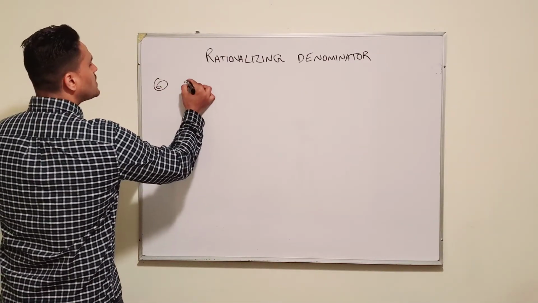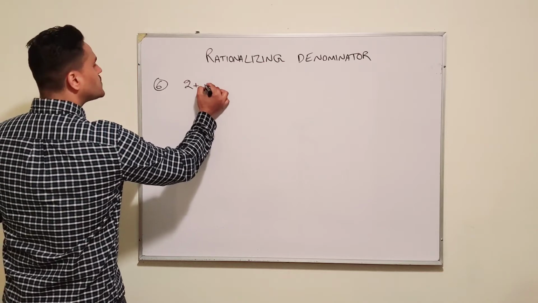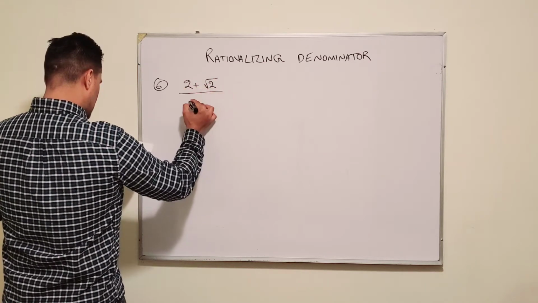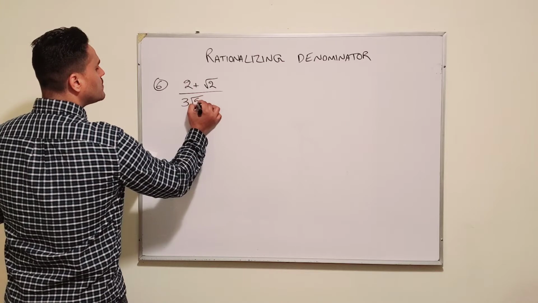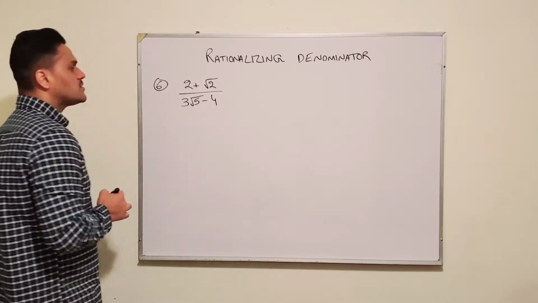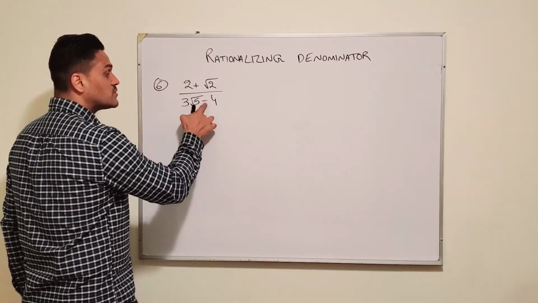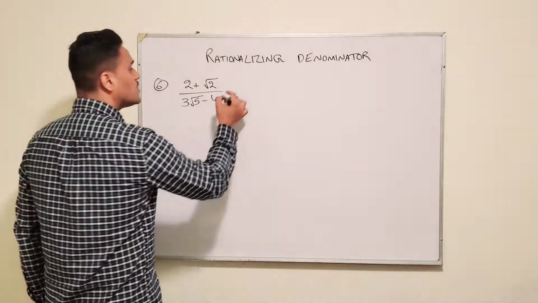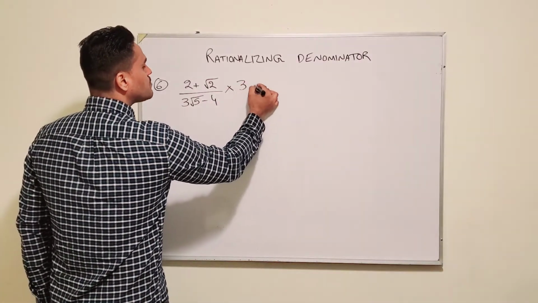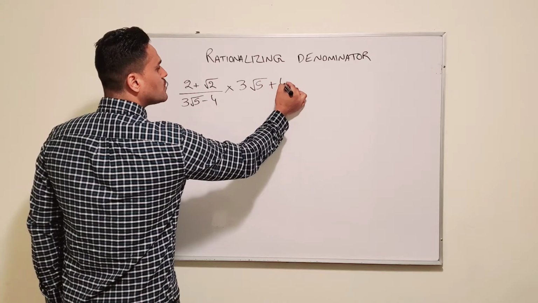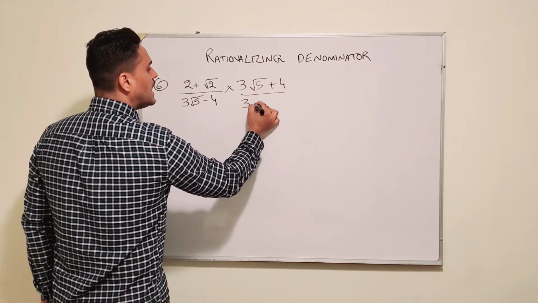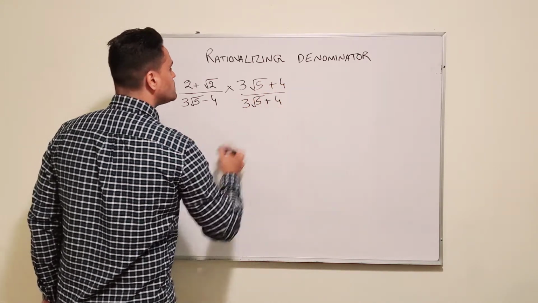Alright folks, so in the next question we have 2 plus square root of 2 divided by 3 square root of 5 minus 4. In order to rationalize this, again I see there's a square root with a plus or minus, so we've got to think about the conjugate. We're going to times it by 3 square root of 5 plus 4, which is its conjugate, and divide it by its conjugate as well.